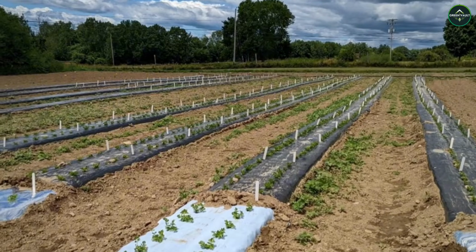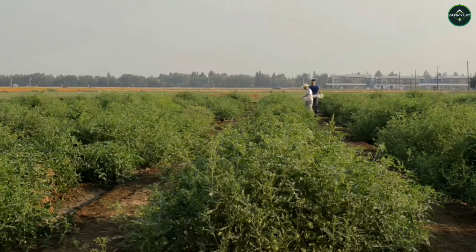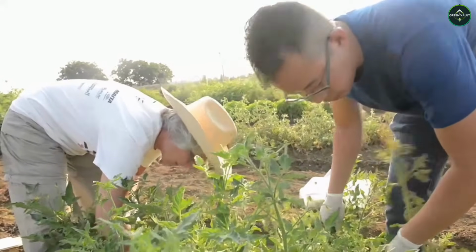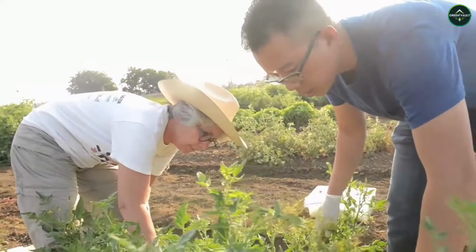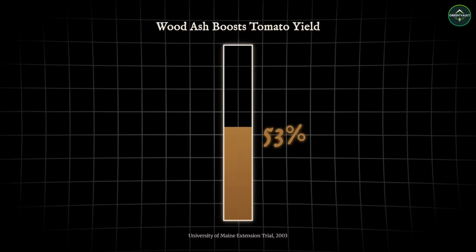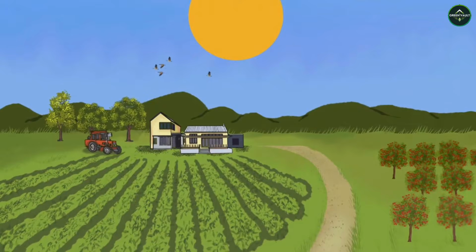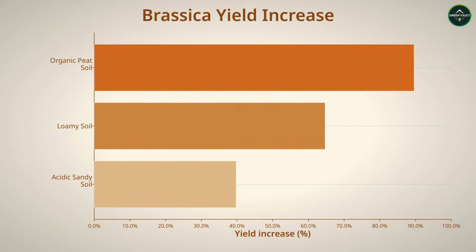A 2003 trial at the University of Maine Extension measured tomato yields in ash-amended plots versus control plots. In that trial, tomato yields increased by 55%. In 2011, MTT Agri-Food Research in Finland tested ash on brassicas. Yields increased 40 to 90%, depending on soil conditions.